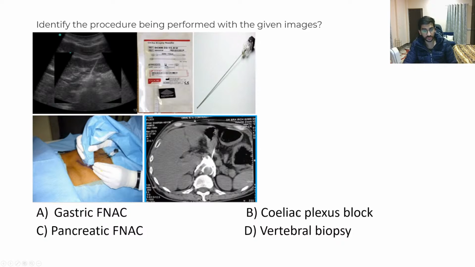So this is the procedure of celiac plexus block. For vertebral biopsy, we take a sample of the vertebra and go posteriorly via the pedicle, not from the anterior. Gastric and pancreatic FNAC, definitely they are not doing, because they are into the pre-vertebral space.